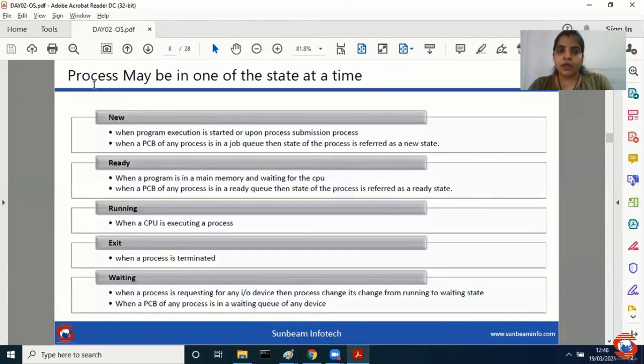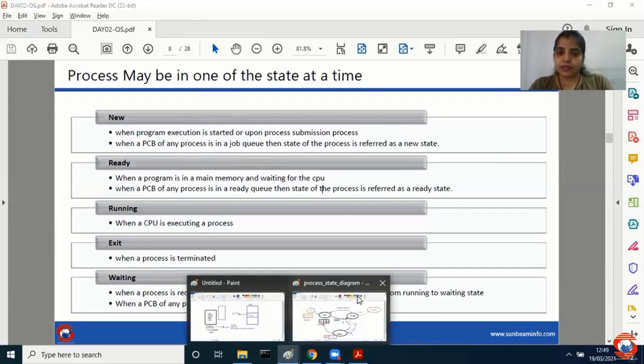Right. So new is the state when the program execution is started. If the PCB of any process is in the job queue, then the state of the process is called the new state. अगर मेरे PCB of any process के अंदर job queue है तो वो new state हो जाता है. This is also one kind of queue information. Ready state means when the program is in the main memory and waiting for the processor to get the control.